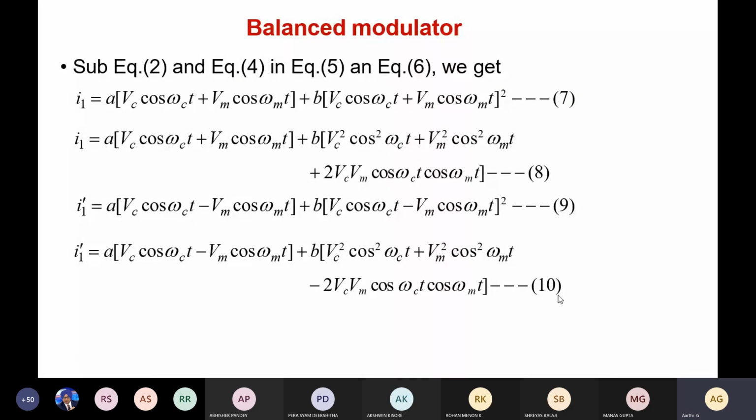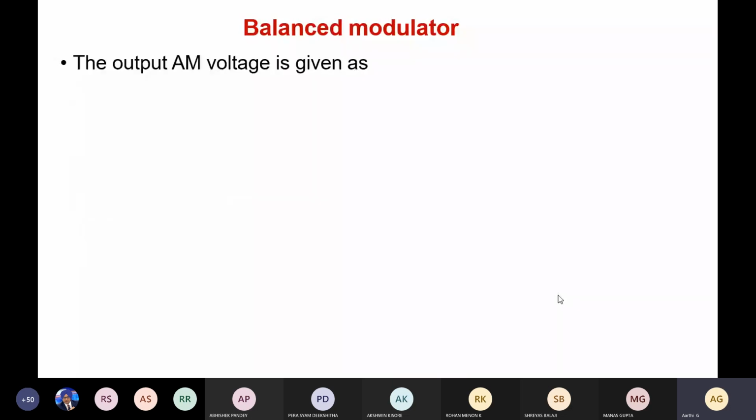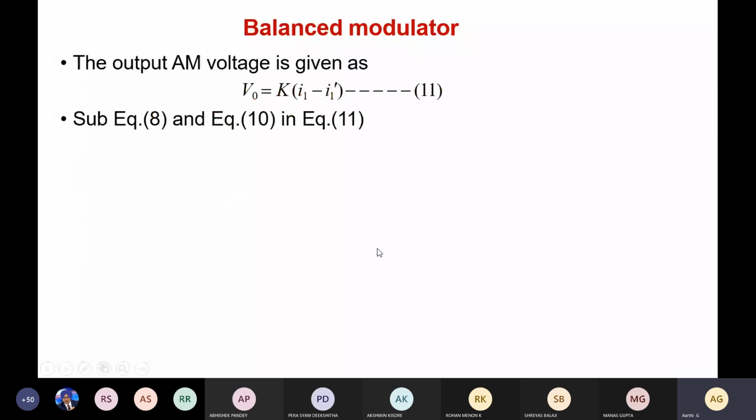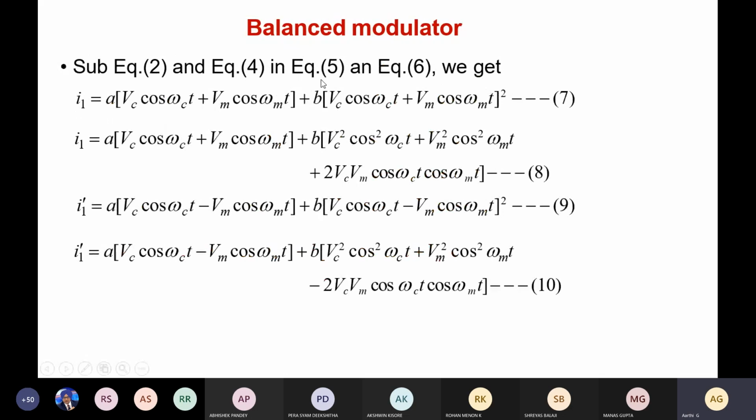Finally, at the output of the transistors T1 and T2, we are going to combine both the signals. After we combine, the output AM voltage is given by V0, which is K into I1 minus I1 dash. So we are taking the difference of the two outputs. If you take this difference, common terms will cancel. So VC cos omega ct minus VC cos omega ct will be cancelled, and we will have twice VM cos omega mt.